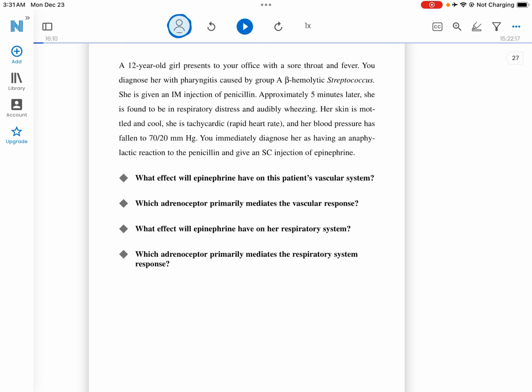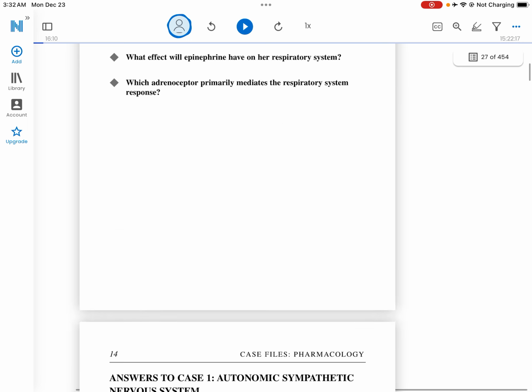So the effect of epinephrine on the respiratory system is that when the epinephrine effect has increased on the respiratory system, she can have a lung collapse because she is having a heavy sore throat pain and lung distress. What effect will epinephrine have on the respiratory system, and which adrenoreceptor primarily mediates the respiratory system response?